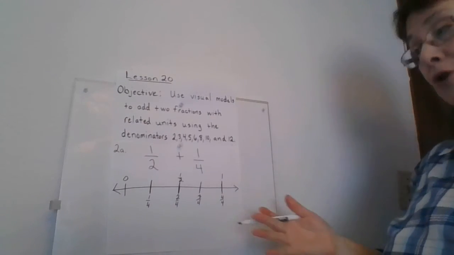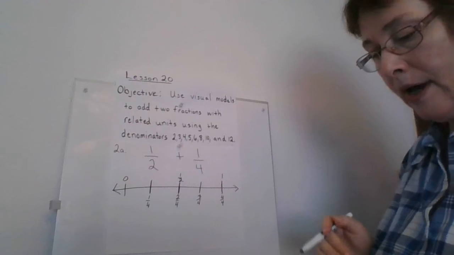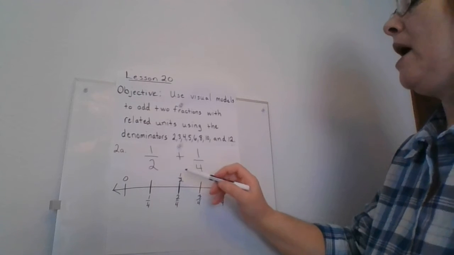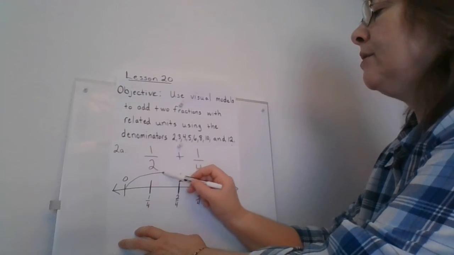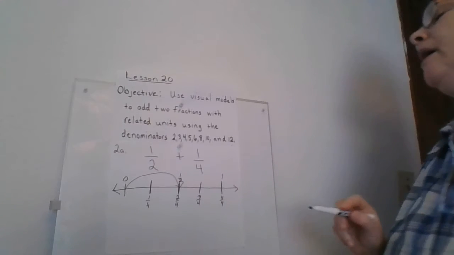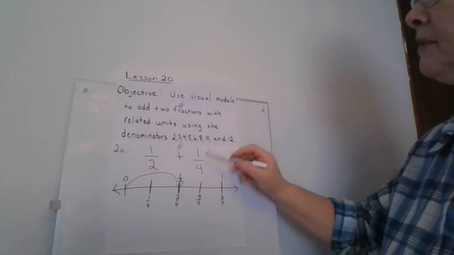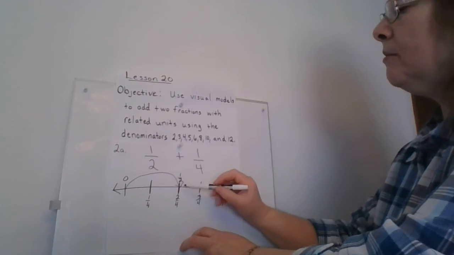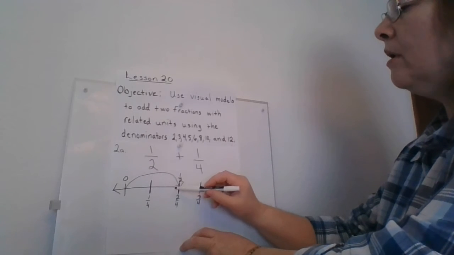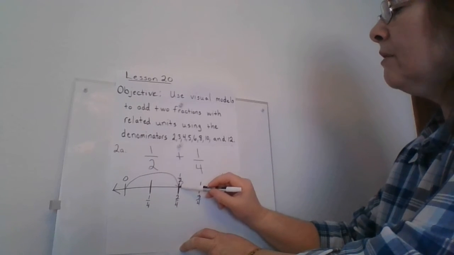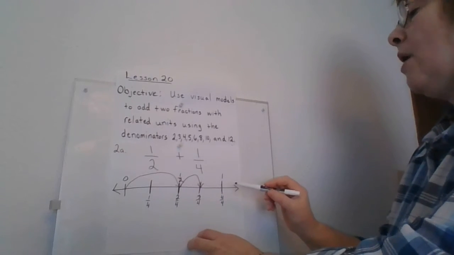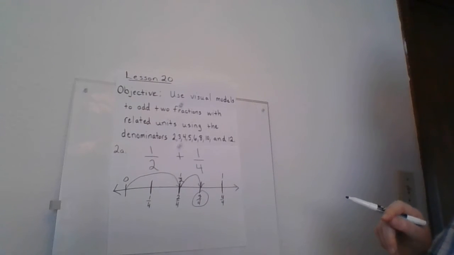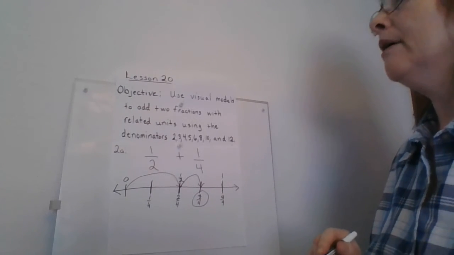So now that I have my benchmarks on my number line, I can go ahead and do my addition. The first part of my equation says 1/2. So I'm going to show my jump for the 1/2. And then the second portion says I have to add a quarter. Well, now that I have my number line all labeled, this would be 1/4. Each one of these represents quarters, so 1/4 would be one more jump. So I end up on 3 quarters. So 1/2 plus 1/4 is equal to 3 fourths.